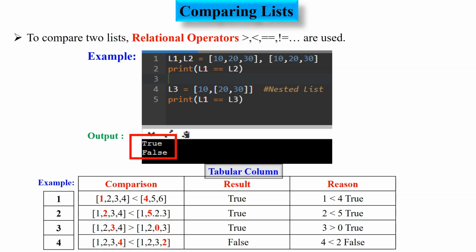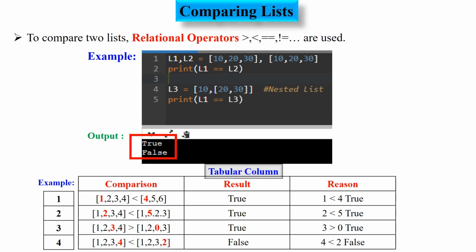Next, we will see how Python compares two lists by checking element by element comparison. If the corresponding elements are equal, it goes on to the next element and so on, until it finds the element that differs. Now, look at the tabular column below. Example 1.